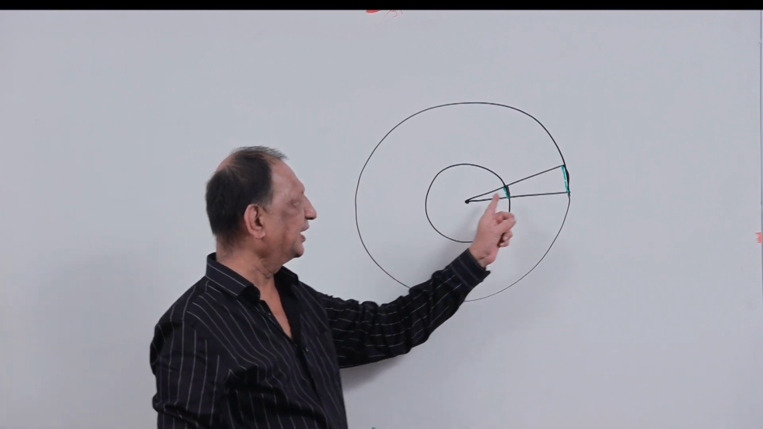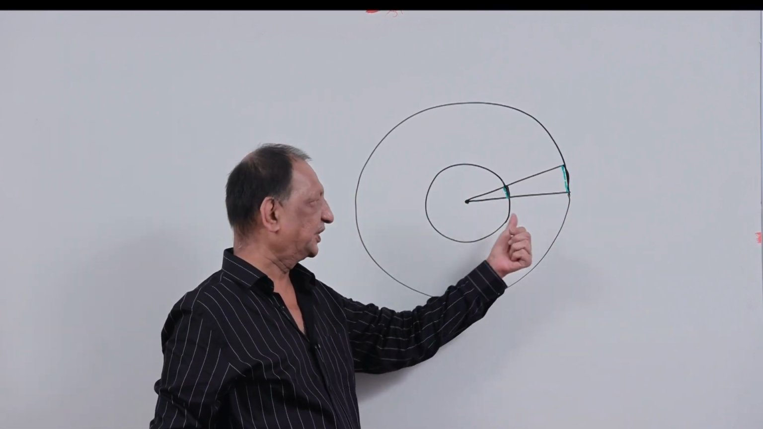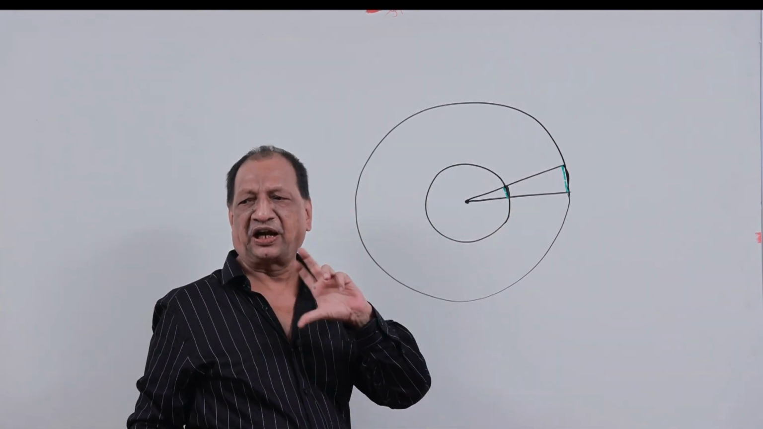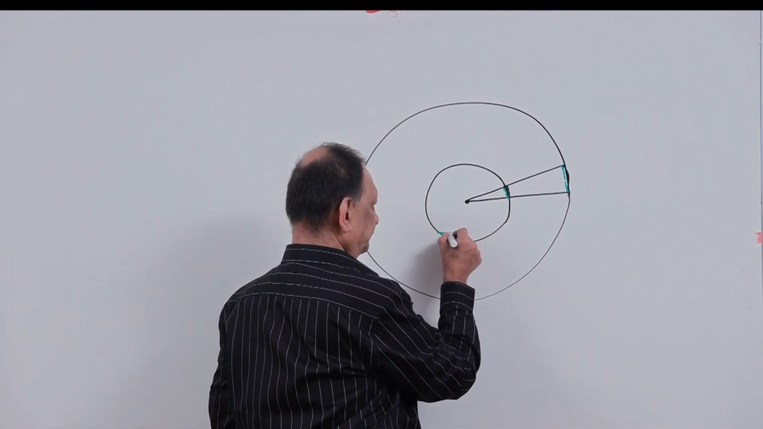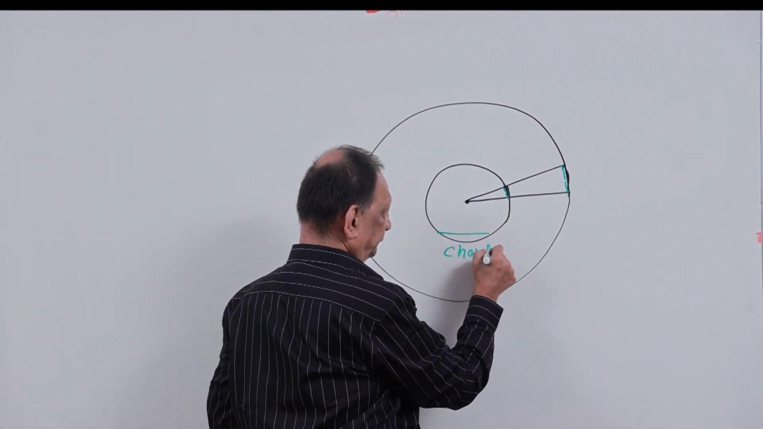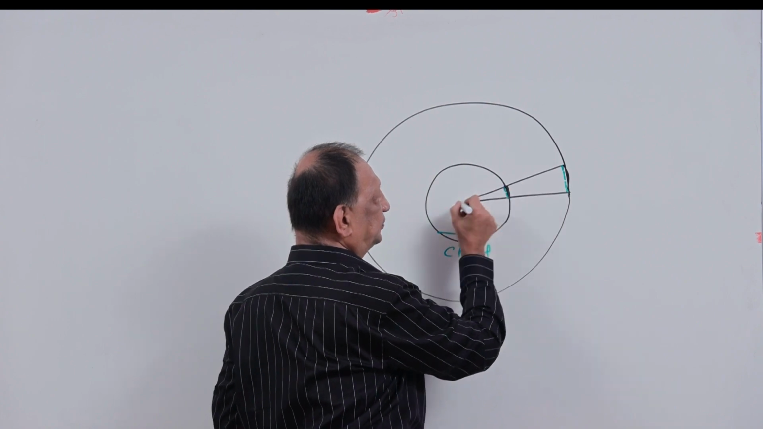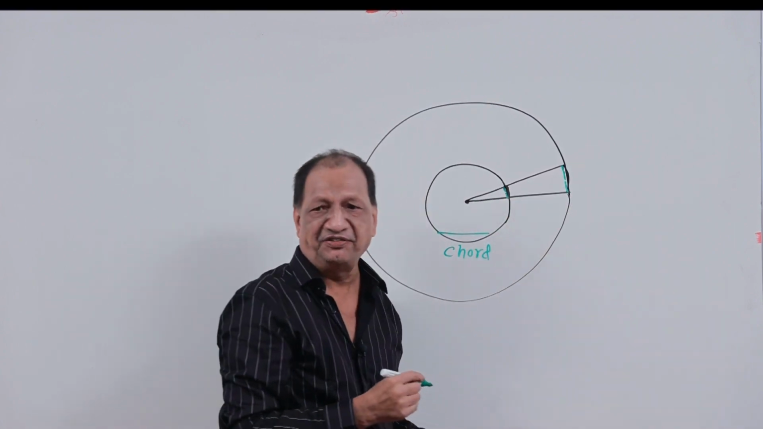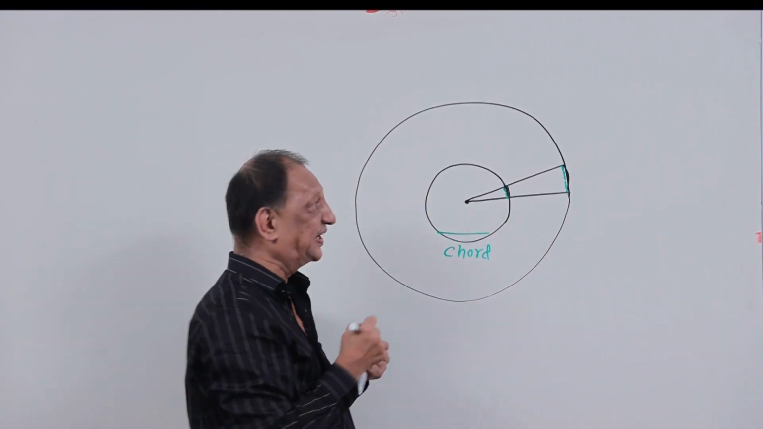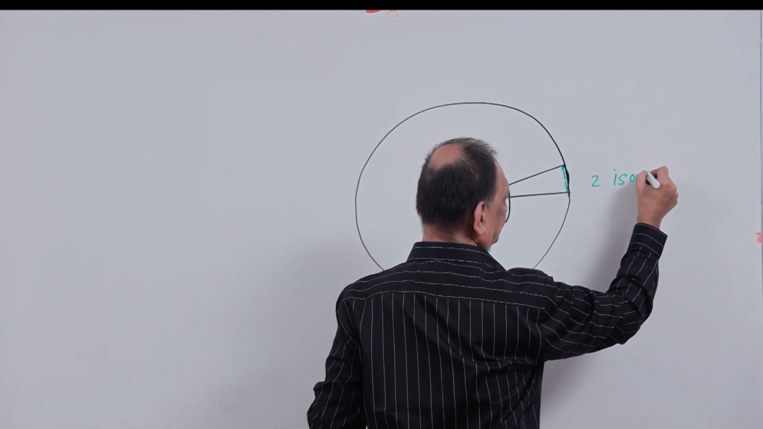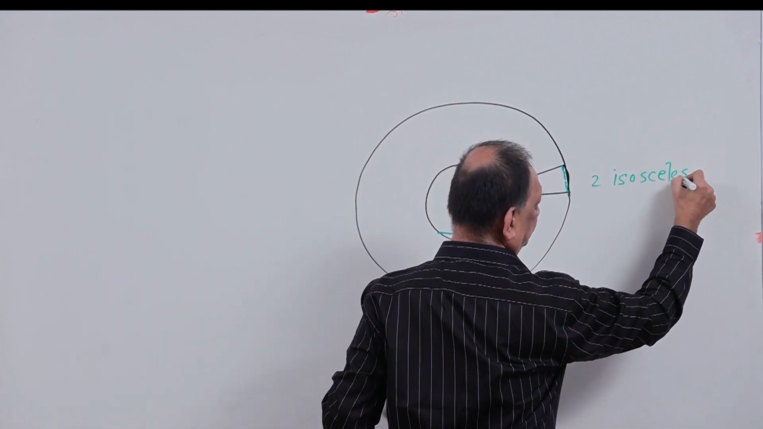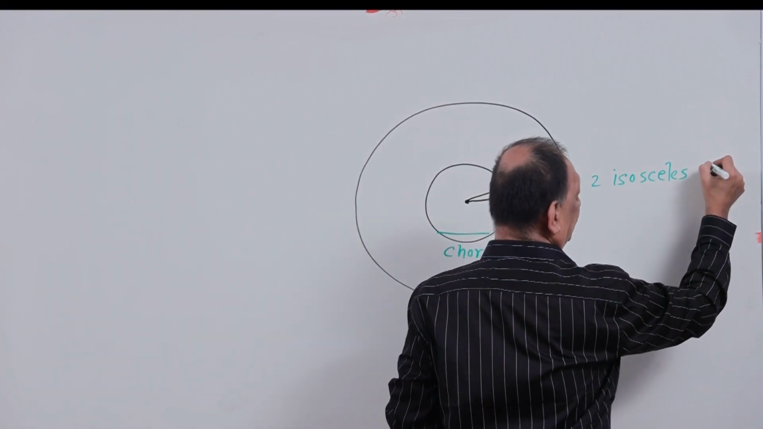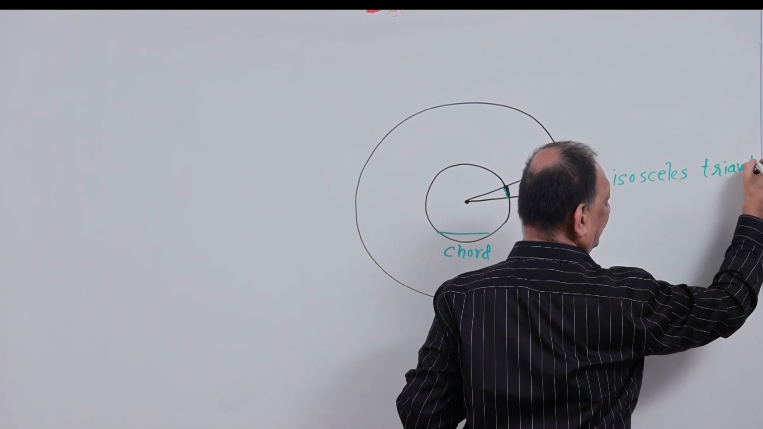So once you draw that, now I have two triangles here. I have a small triangle. This is known as a chord. Any line which joins two points on a circle is known as a chord. So I have a chord here, and these two sides which are radii are equal. Similarly, I have a chord here and two sides which are radii which are equal again. So I actually have two isosceles triangles. Isosceles means two sides are equal.